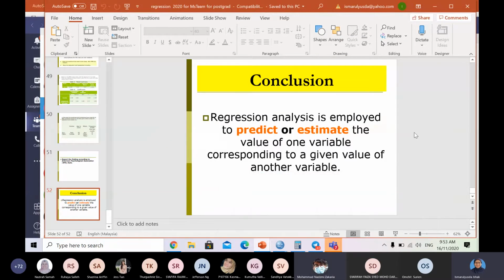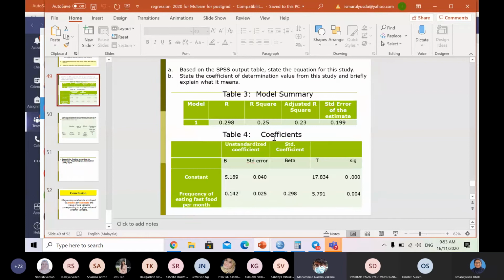Doktor, I want to ask, you mentioned R square just now. Is R square the same as rho? Is rho a symbol name? The R for populations we call rho. So the symbol is different. For the population it is rho, but for the sample it is R. R square. Alright.